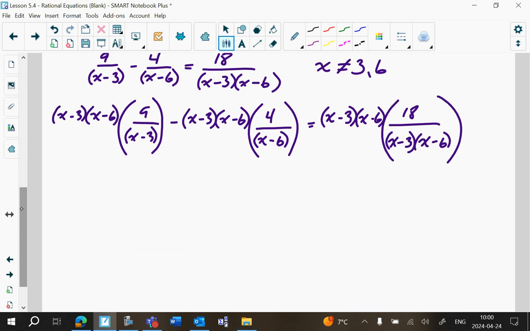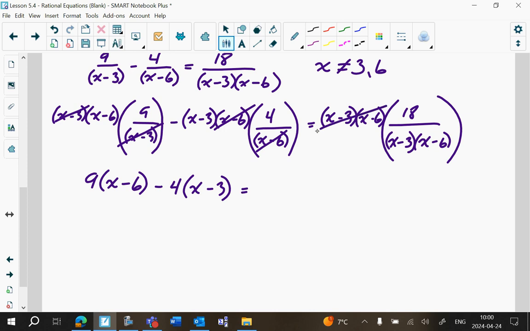So what cancels in the first? x minus 3, so I'm left with 9 times x minus 6. No x squared there. x minus 6 is canceled, so I'm left with minus x minus 3 times 4, but write it in the reverse order. And on the right, everything cancels, and I'm left with just 18. So no quadratic, no factoring involved anymore.